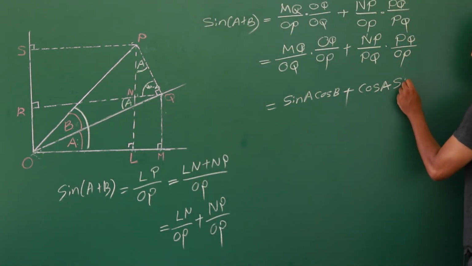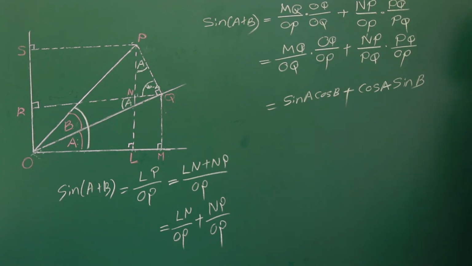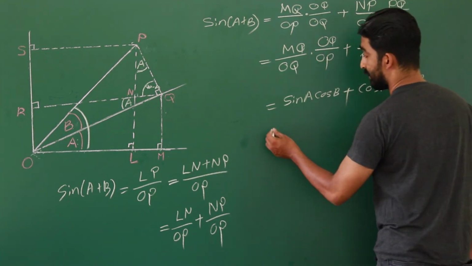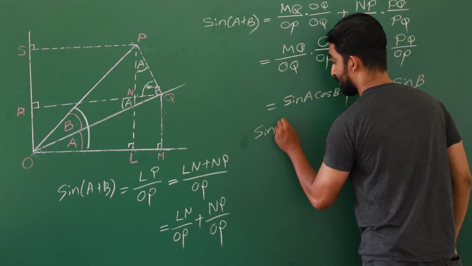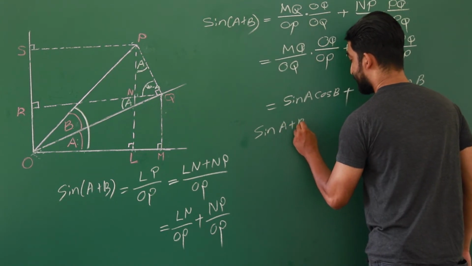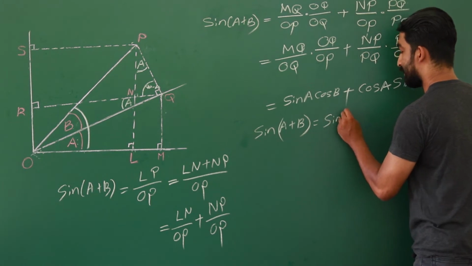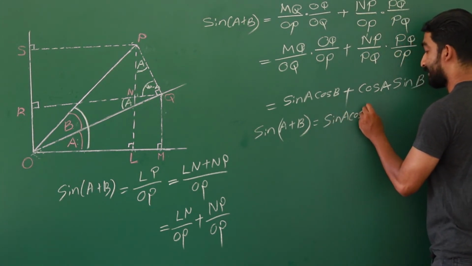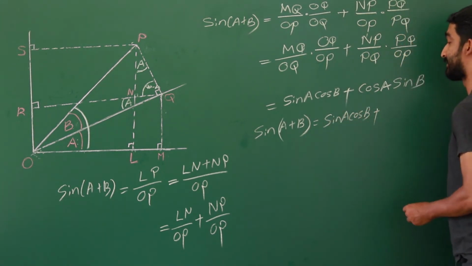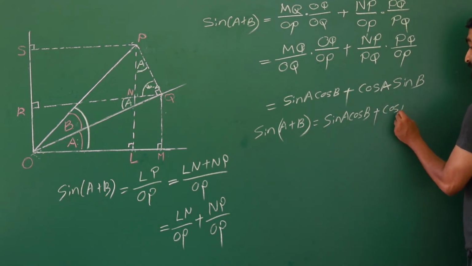So we have our third trigonometric identity for sum difference. It is sin A plus B equals sin A cos B plus cos A sin B.